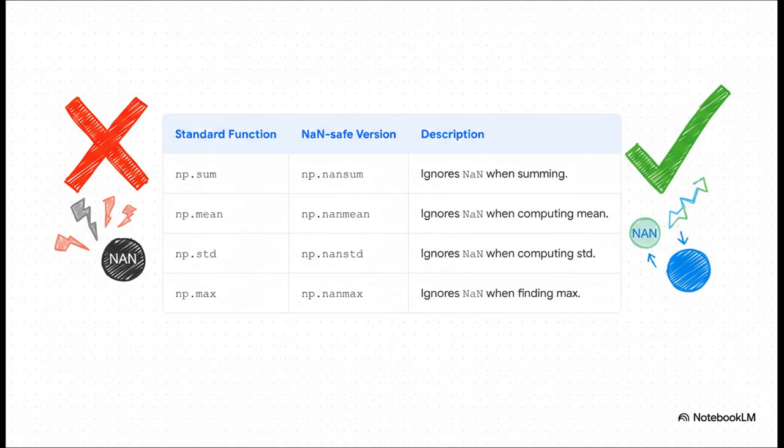The solution is to use NumPy's special NaN-safe versions of these functions. As you can see, functions like np.nanmean or np.nansum are designed to gracefully ignore the missing values and do the math only on the valid numbers. In any real-world analysis, these functions aren't just useful, they are absolutely essential.